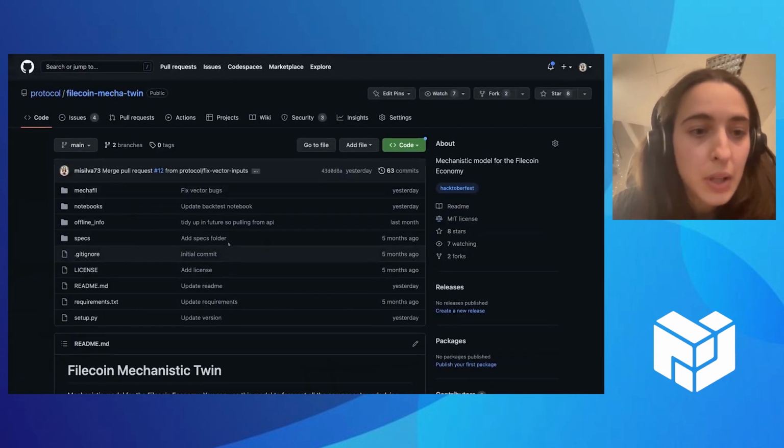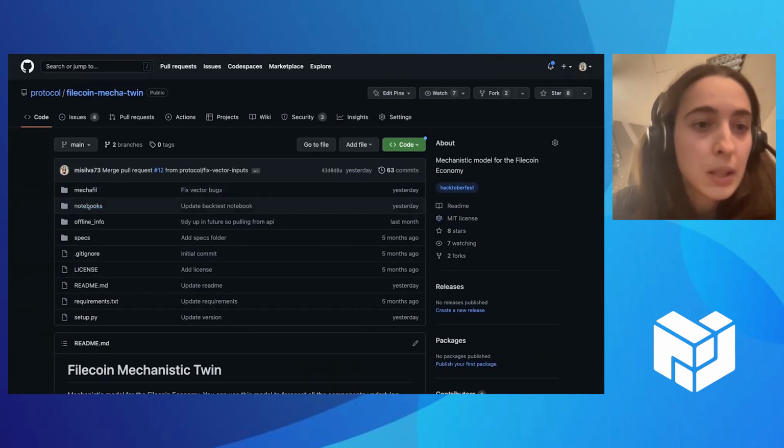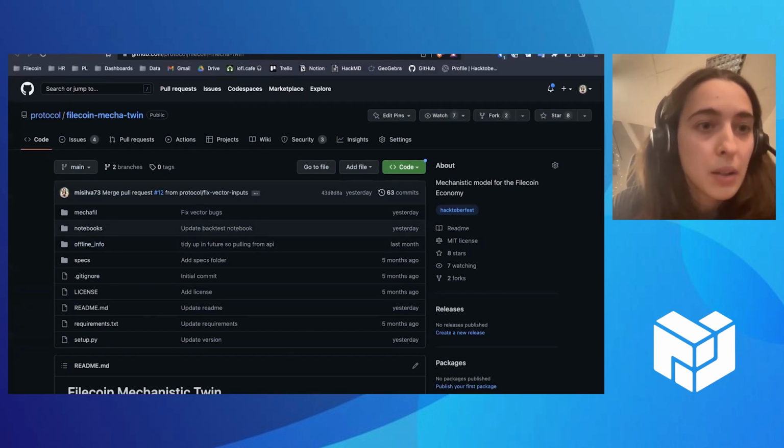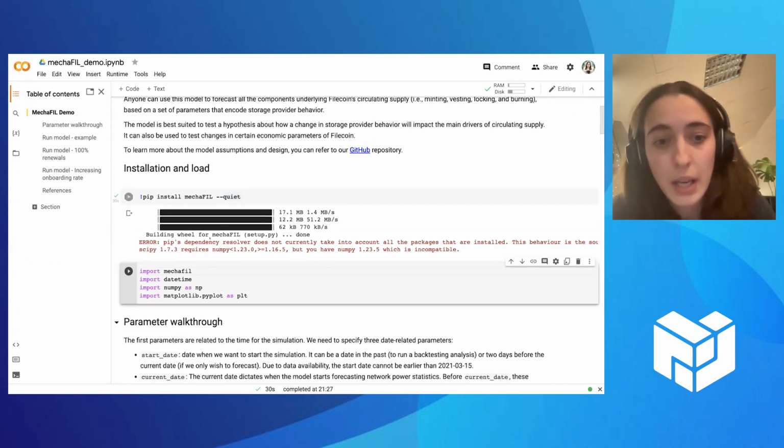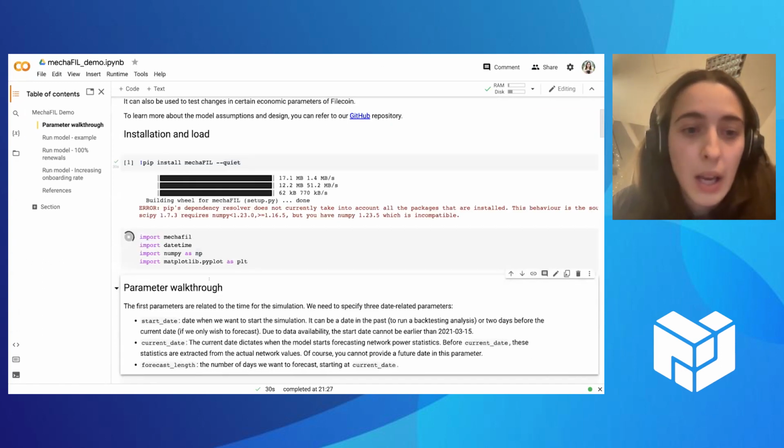We also have here some notebooks that you can run locally instead of just running here on Google Colab. It was installed, and now we are just loading the package, which is Makeafill, and a few others that are relevant.